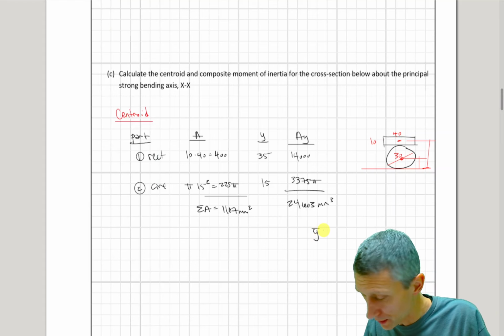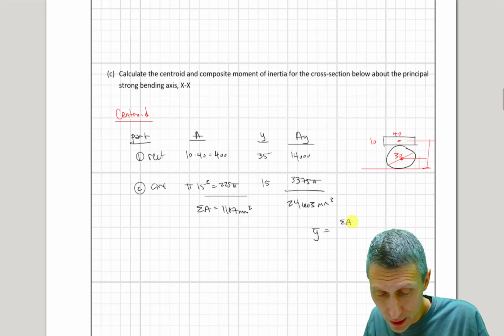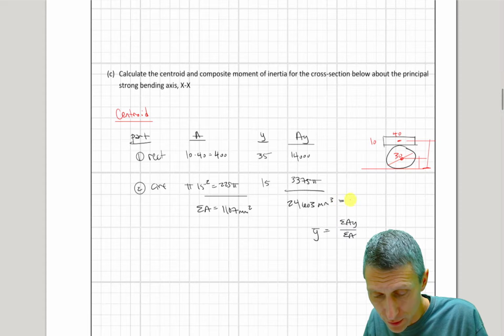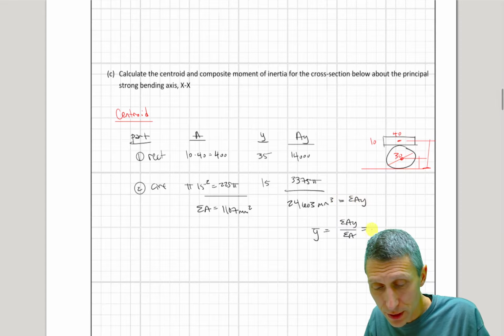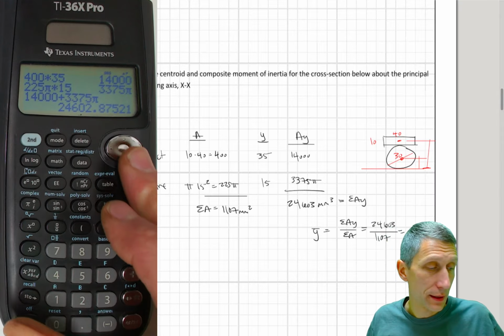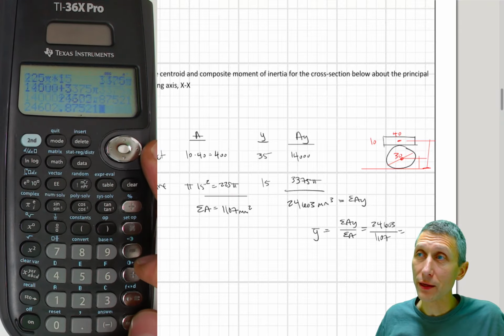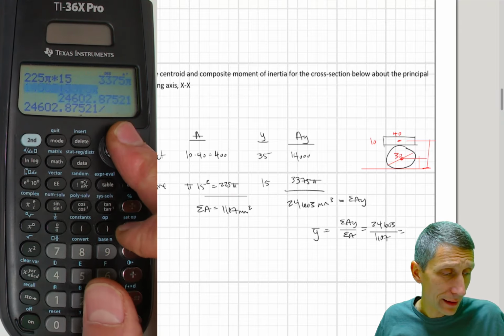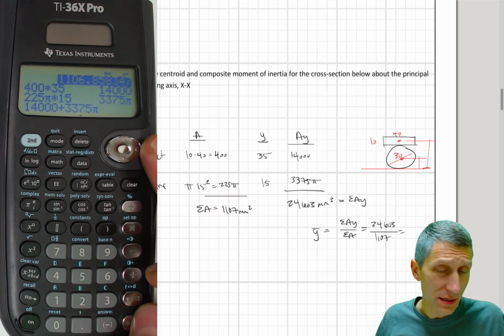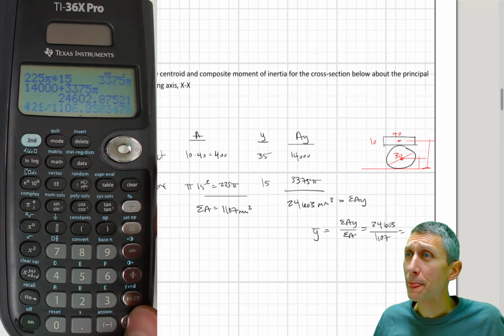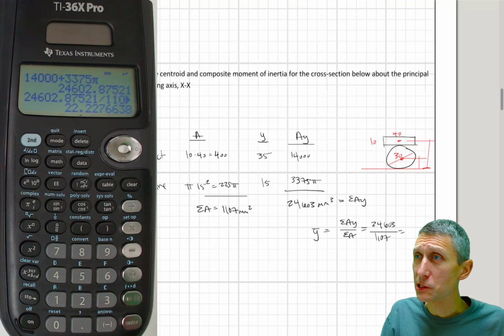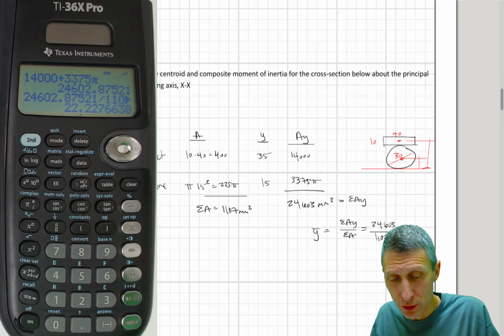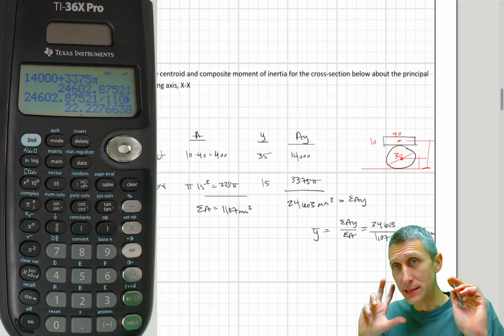Our centroid is going to say y bar equals the sum of ay over the sum of a. This one over here is the sum of ay. So now I'm just going to divide these two lines: 24,603 divided by 1107, and let's see what we get. In the calculator, I can just take this value and divide it by my 1107. There it is. Okay, I get 22.23. So 22.23, that's millimeters.